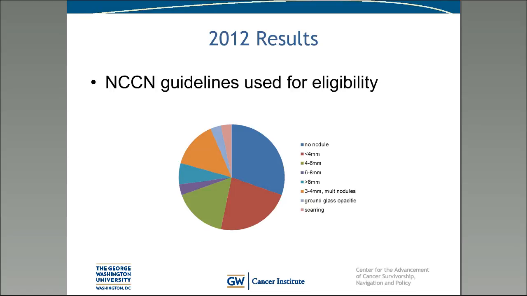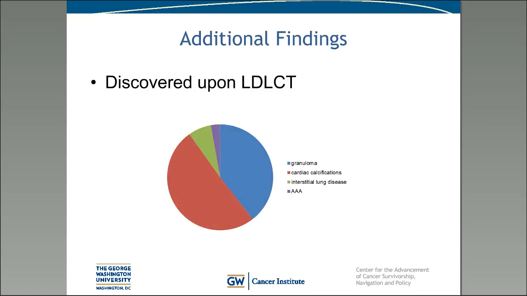So we felt really good that we had demonstrated this, and 9% of those findings were malignancies. So that was significant. Additional findings: we found granulomas in 28% of patients, cardiac calcifications in 36%, interstitial lung disease in 5%, and we even found a triple A in 3% of our patients who we screened.